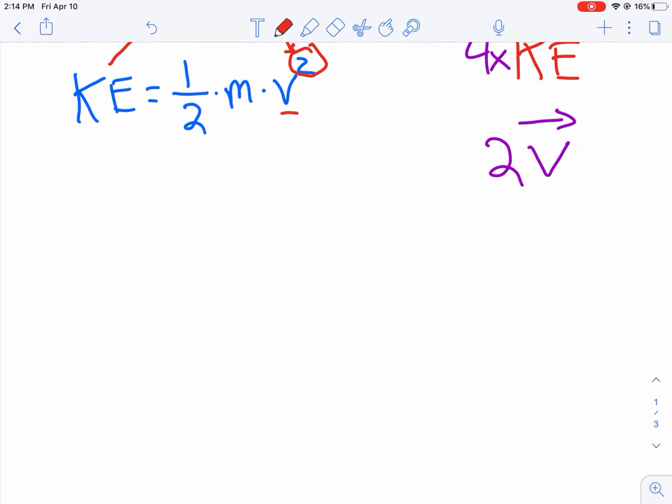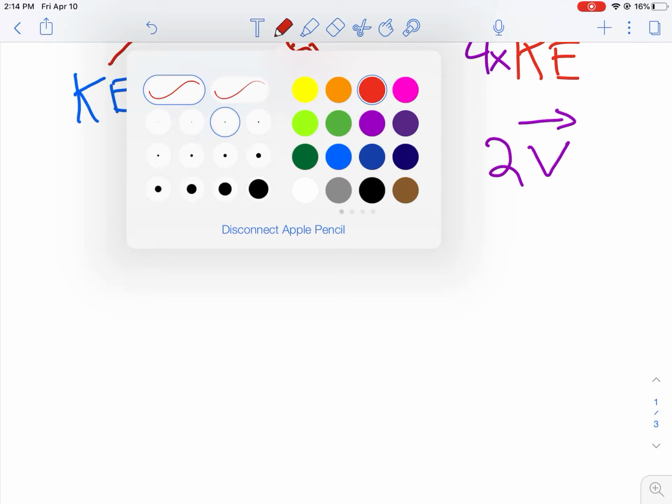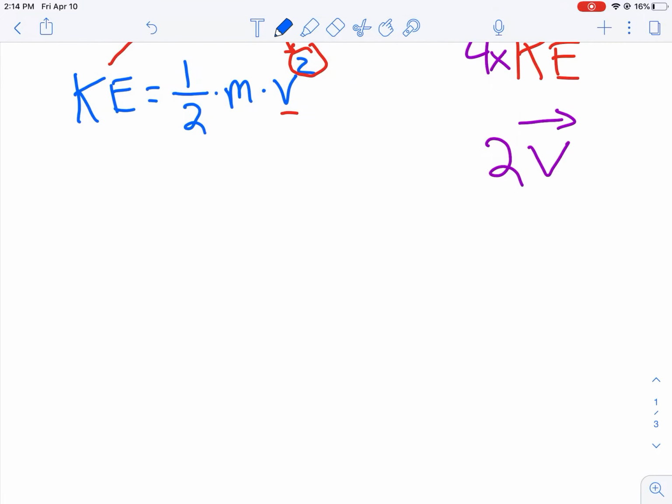So what does that mean? What is a square relationship? How did we change the velocity? We doubled it. We doubled the velocity. And what was the effect on the kinetic energy? The kinetic energy was quadrupled.